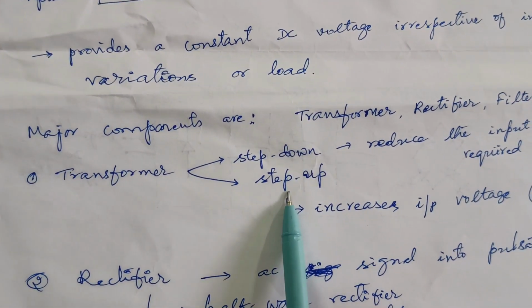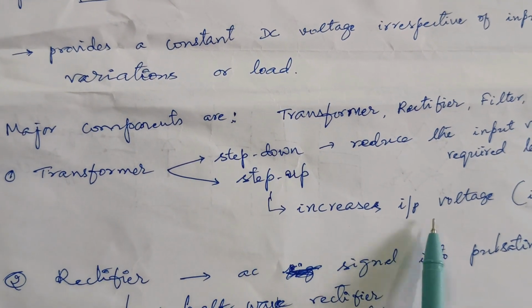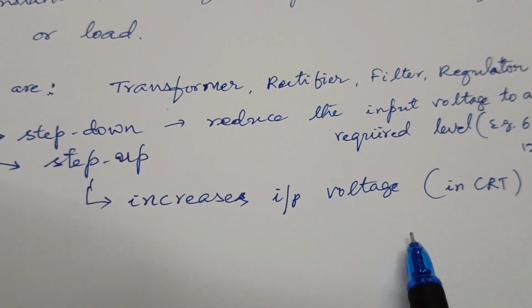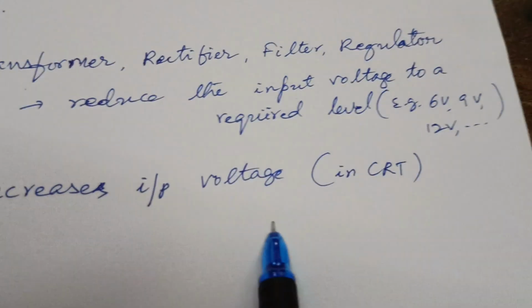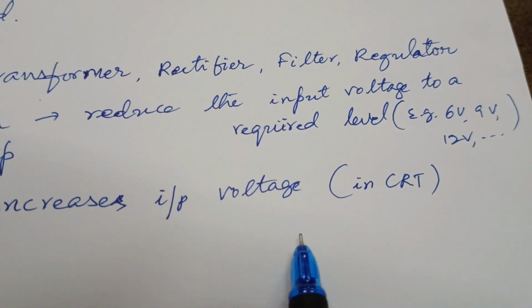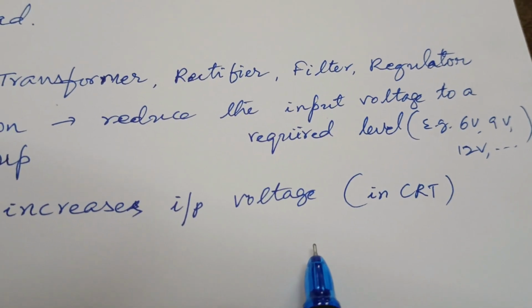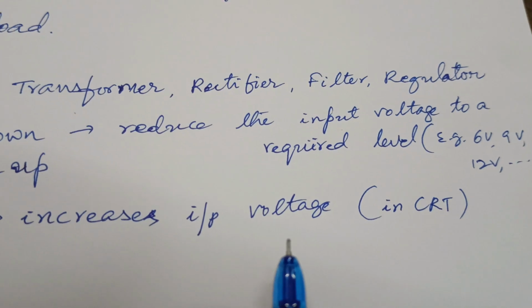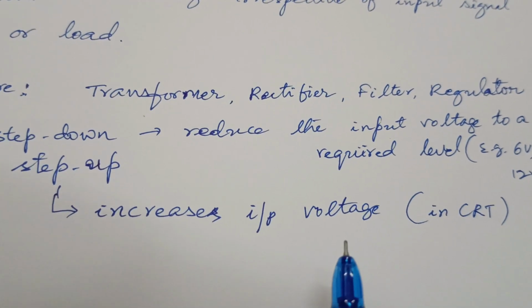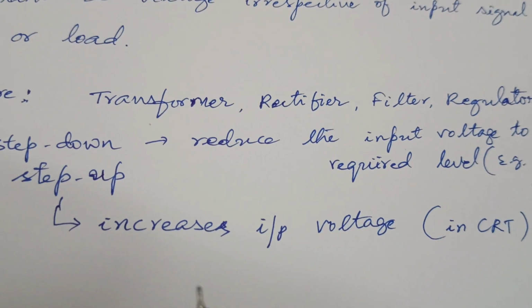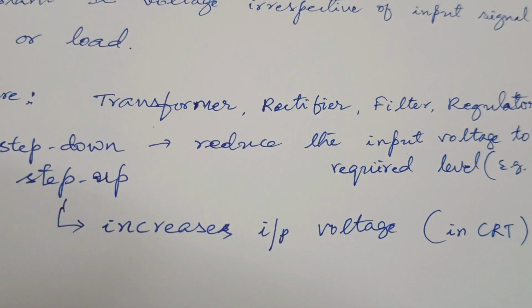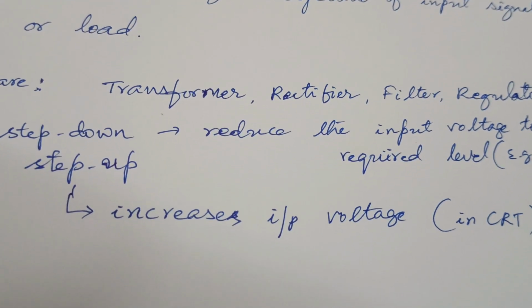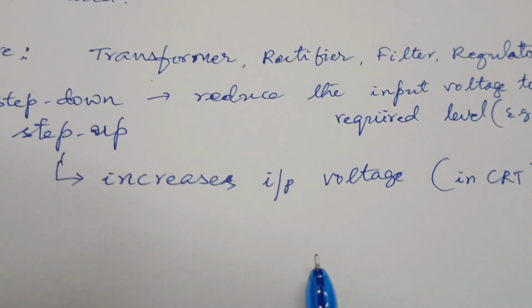Whereas a step up transformer is used to increase the input voltage. Normally a step up transformer is used in CRTs, cathode ray tubes, where you require higher voltage, it may be more than 400 volts. In such cases they use a step up transformer. So a step down transformer will reduce the voltage to a required level, that means the secondary voltage is lesser than the primary, whereas a step up transformer increases the input voltage.